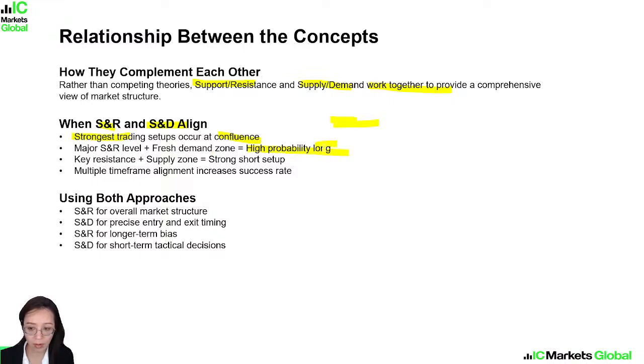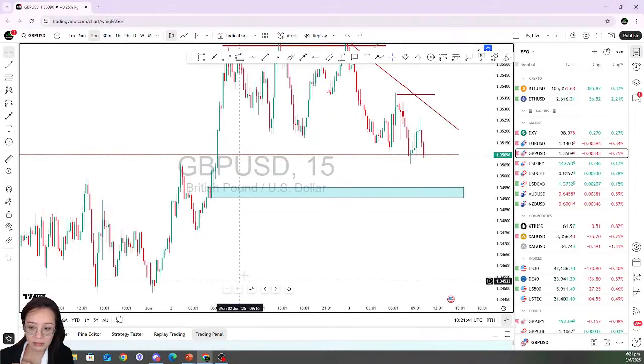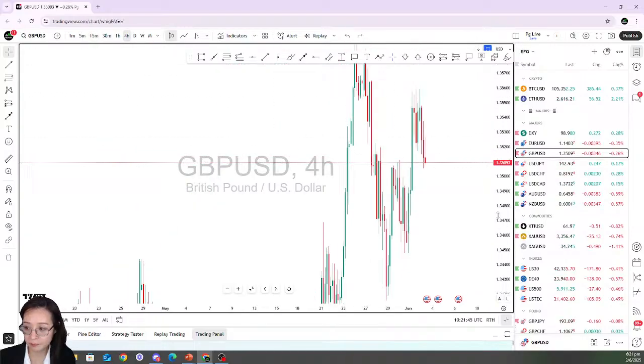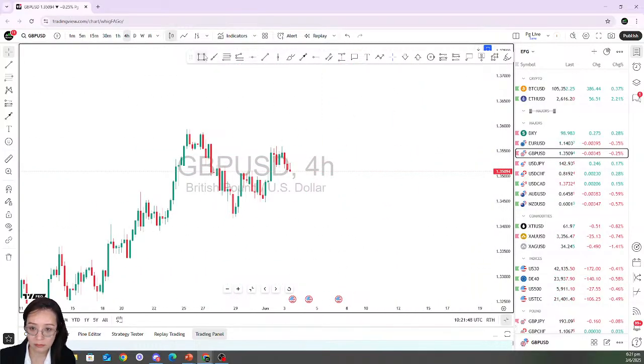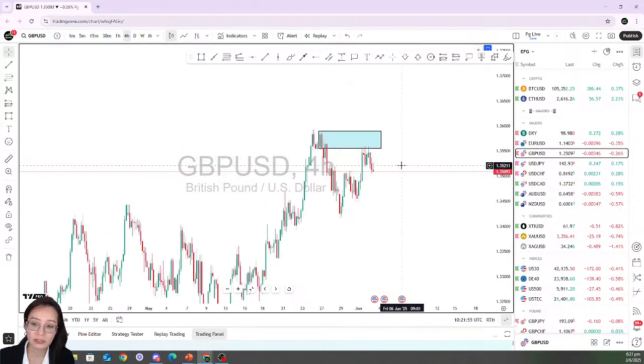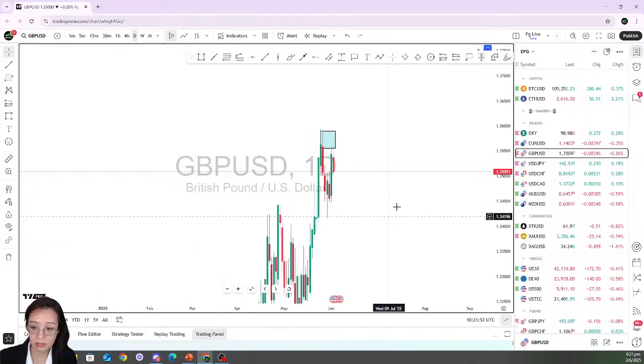This is for the long or buy. For key support resistance plus supply zone, it's a strong short setup or sell. Multiple time frame alignment increases success rate. So basically, what does that mean? Let's say if I were to identify on the higher time frame, for example, this is H4, I go to the D1.